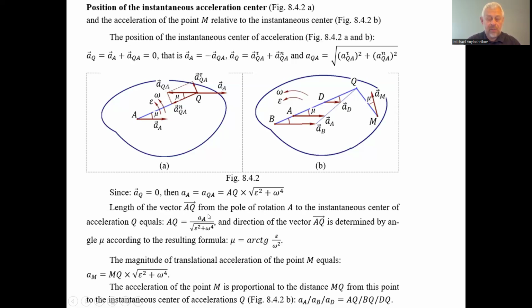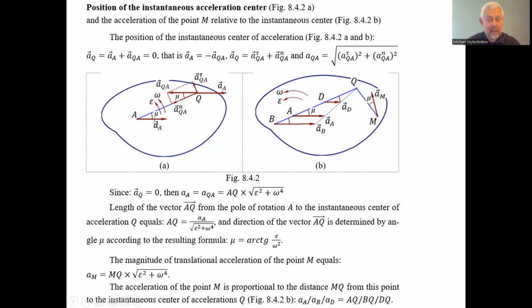In the numerator, we have the translational acceleration magnitude of the point A, and in the denominator we have the square root of the squared angular acceleration of the mechanical body plus the angular velocity of rotation of the mechanical body to the fourth power. Due to this formula, the direction of the vector is determined by the angle mu according to the resulting formula. So we have to find what it is, if we have only one direction.